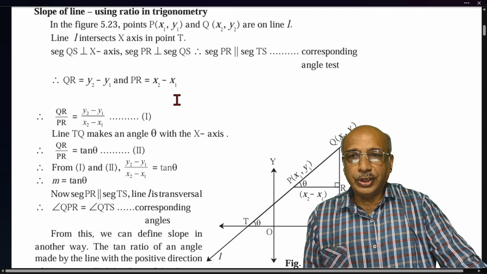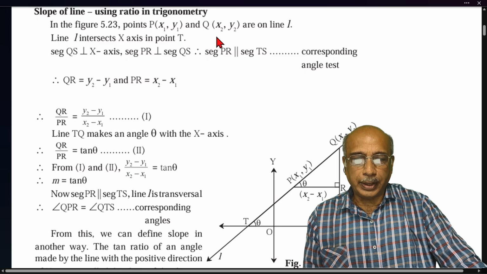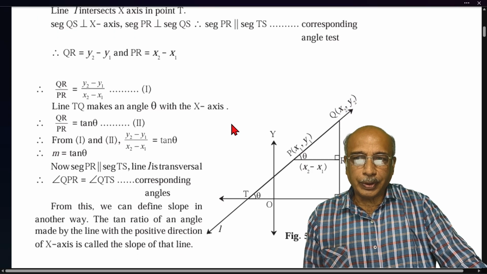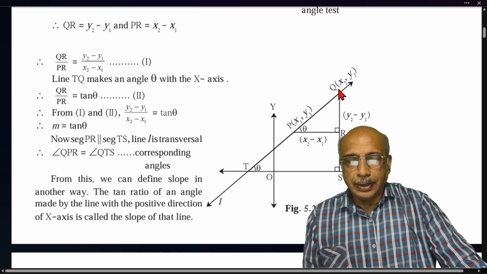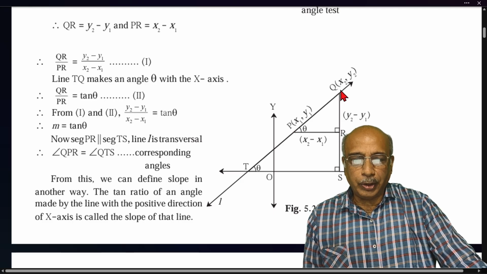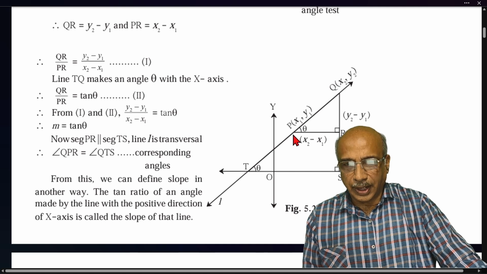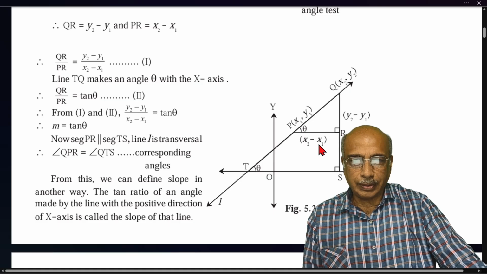Slope of line using ratio in trigonometry. Now here you can read it out, it is given in the textbook itself. Here, for the slope of line PQ, triangle PQR is formed. If the coordinates of PR are x1, y1 and QR are x2, y2, then the sides PR equals x2 minus x1 and QR equals y2 minus y1.